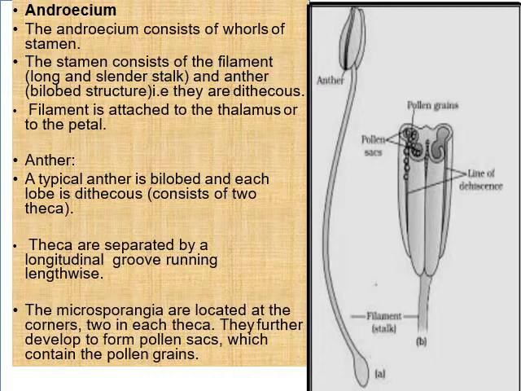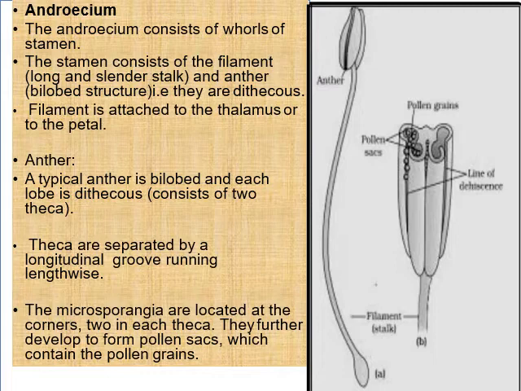First of all, we'll talk about the male reproductive part of the flower, that is, the androecium, the structure of the androecium and the structure of the anther. We'll talk about the structure of the anther and the filament, and how the anther forms the pollen and undergoes the process known as microsporogenesis to form the pollen grain, that is the male gamete.